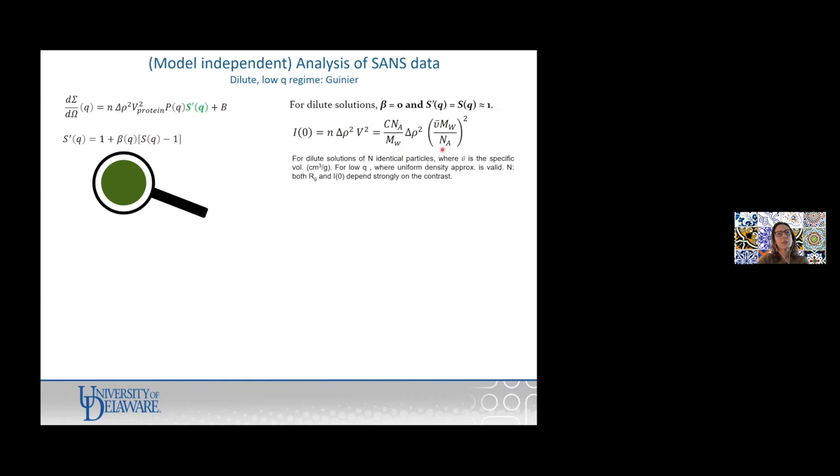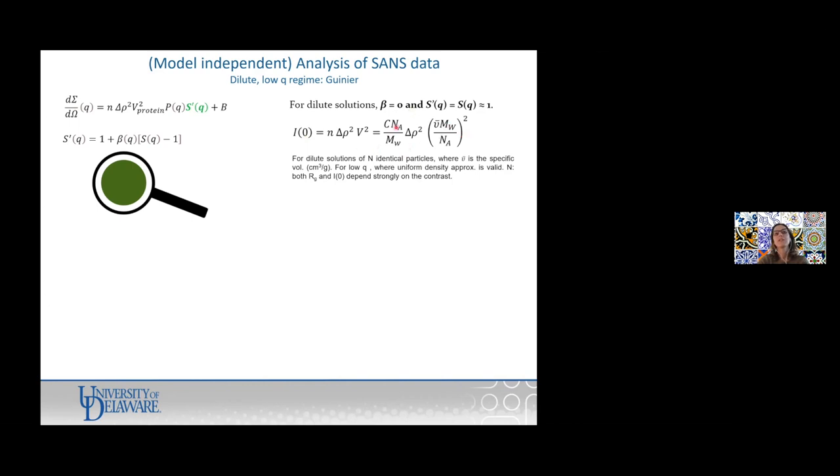So if you can extrapolate your data, remember at Q0, we cannot measure the data at Q0 because that's the direction of the direct beam, and the intensity of the direct beam completely dominates the signal that you can measure. So we don't actually measure that, but we can extrapolate. We can measure to as low Q as we can and then extrapolate what the intensities would be.